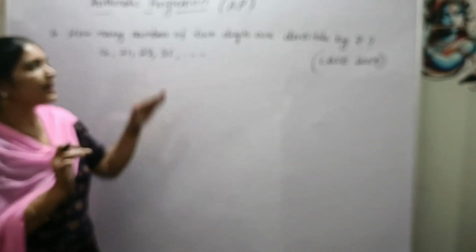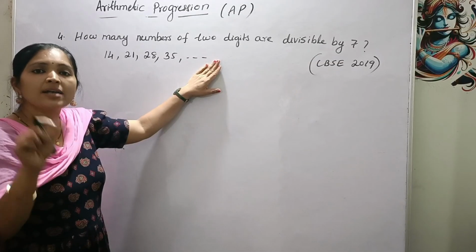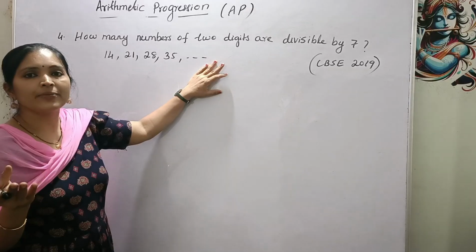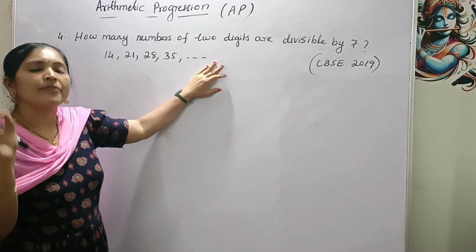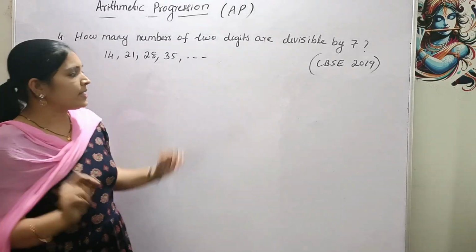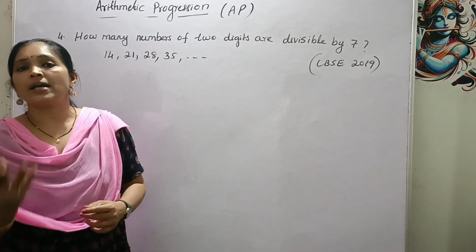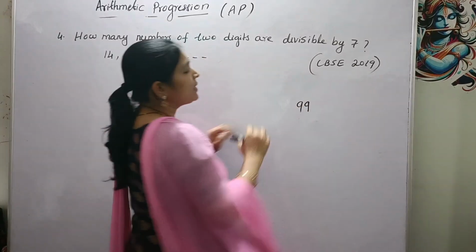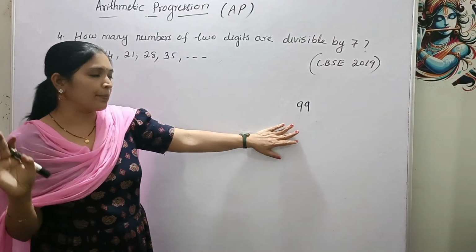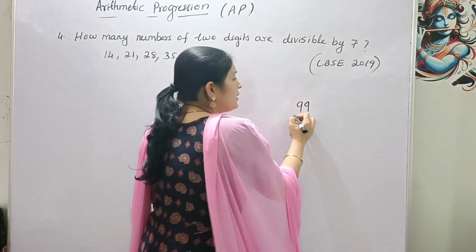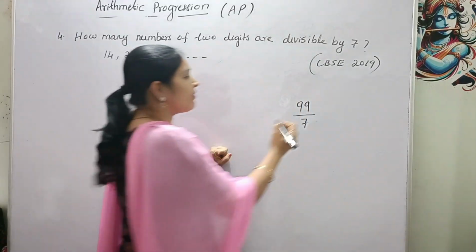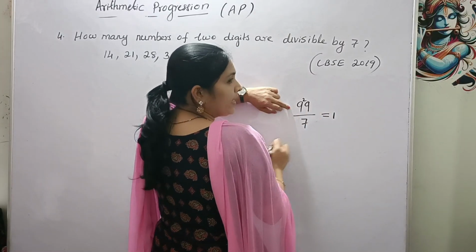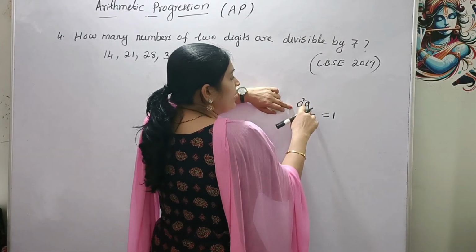For that, we have to find the last 2-digit number which is divisible by 7. How to find that? We know that 99 is the last 2-digit number, right? Divided by 7, what will we get? 7 ones are 7, 2 is the remainder, so 29.